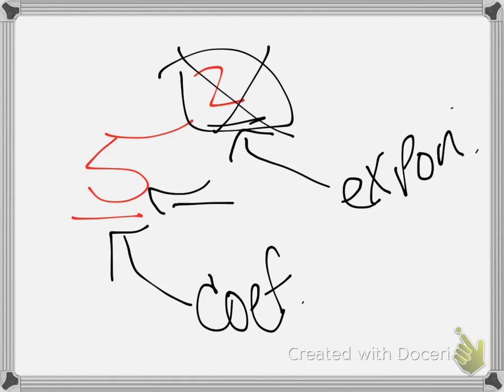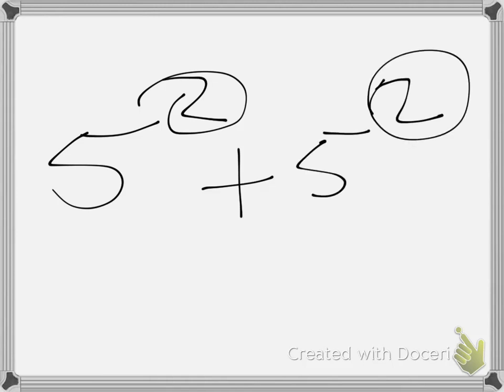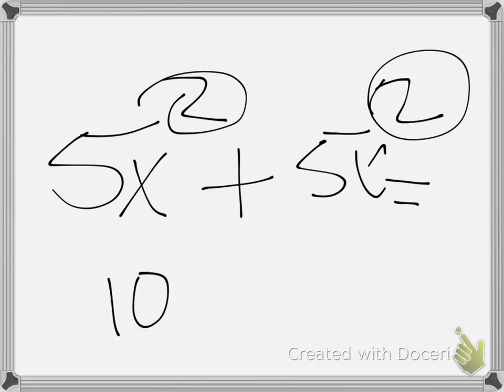So the only way the coefficient can be added together is if in the equation the exponents are like, the same last name rule. So this will equal 10x to the second, because we have like exponents.